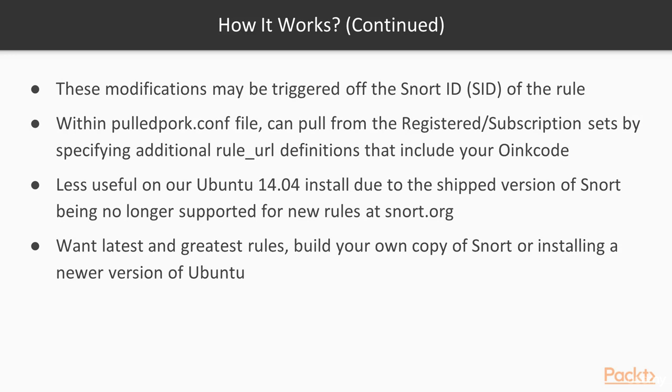Within the pulled-pork.config file, you can also pull from the registered and subscription sets by specifying additional rule_URL definitions that include your oinkcode. Unfortunately, this is less useful on our Ubuntu 14.04 install, due to the shipped version of Snort being no longer supported for new rules at snort.org. If you want to have the latest and greatest rules, consider building your own copy of Snort or installing a newer version of Ubuntu. Fantastic!